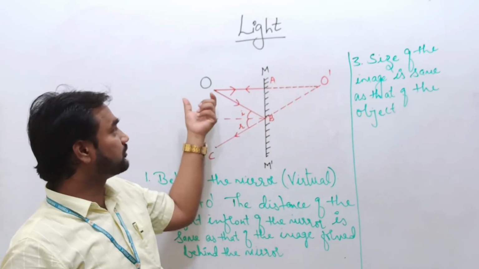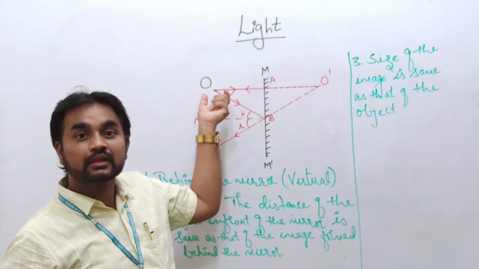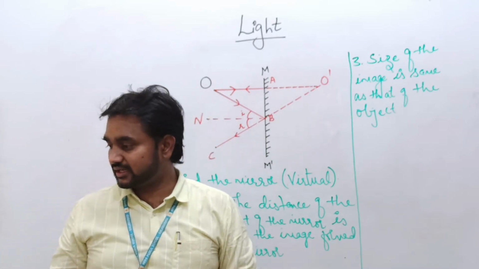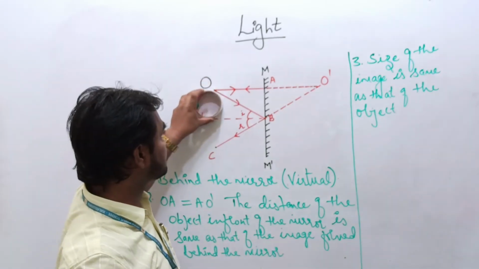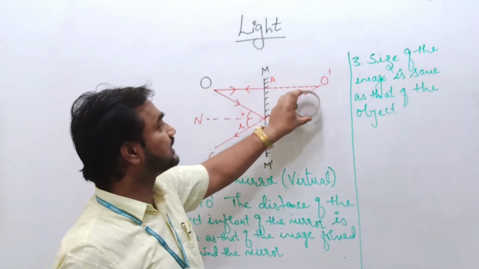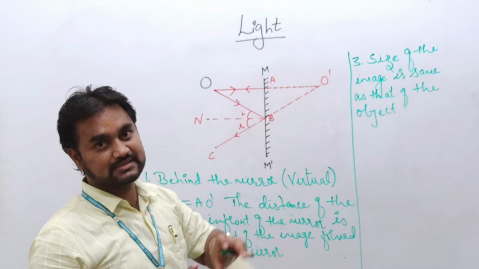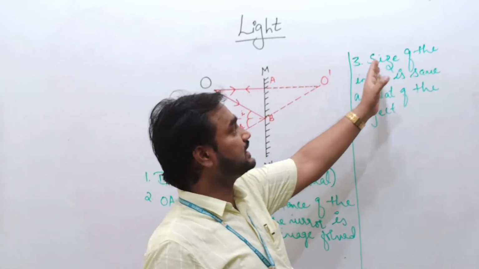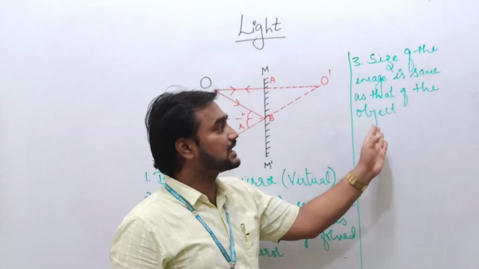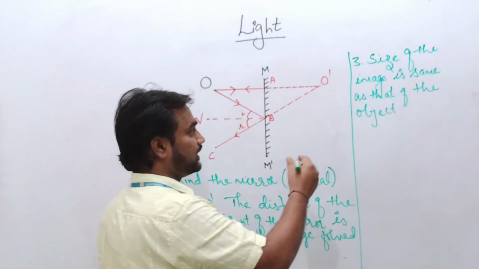Is that clear? If you take a point here, or suppose you hold this like this, then you find that the diameter of this object would be the same. So in general we say the size of the image is the same as that of the object in the plane mirror.